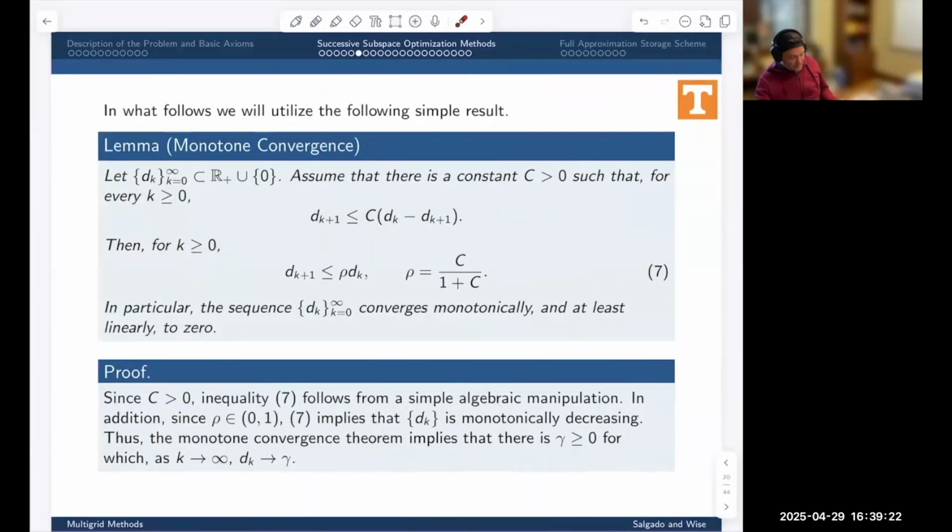All right, so there are plenty of results like this out there in the universe. So this is a monotone convergence result, and it turns out to be the one which is perfectly suited for our needs, as we'll find out shortly. So suppose that D is a sequence of positive numbers.